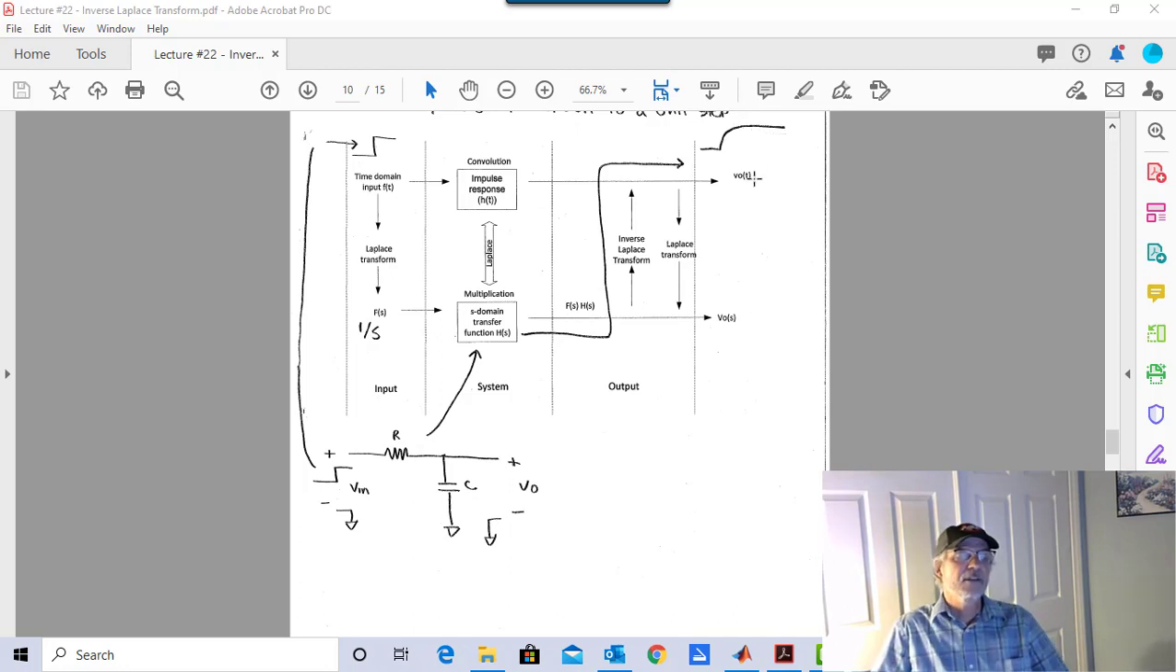So this is a very classical kind of Laplace transform circuit problem. We get the Laplace transform of our input signal. We multiply it by the transfer function. That's why I show multiplication here. And then we invert the result, and out pops our time domain response. So now you can see what we're doing on the Laplace transform roadmap.